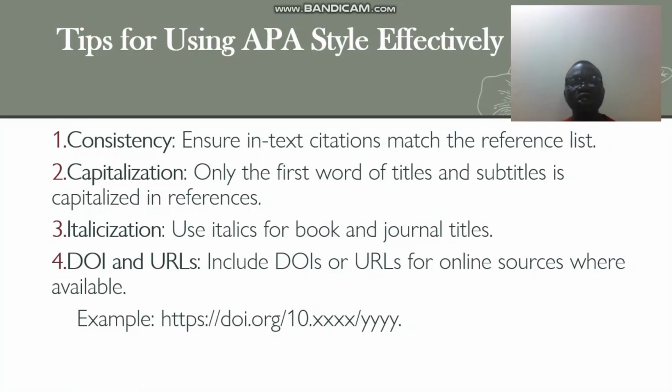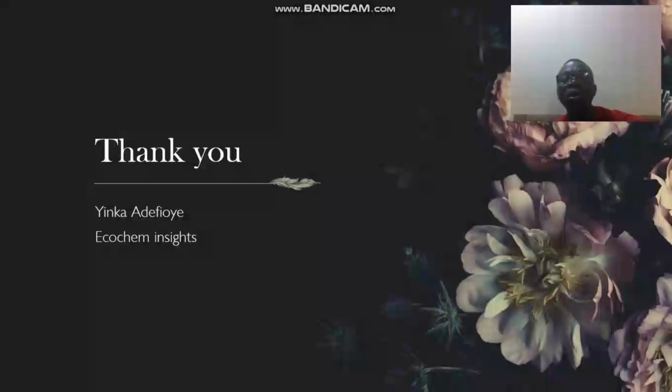Then capitalization: only the first words of titles and subtitles are capitalized in references. Then you also have italics: use italics for books and journal titles. Then you also have what is known as DOI and URLs. That's what you're having here, like the sites where you're actually getting a particular source.